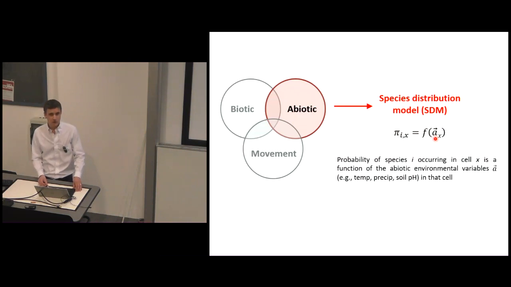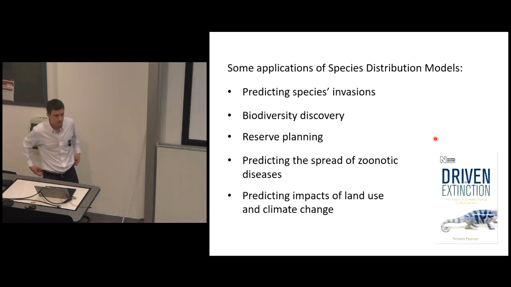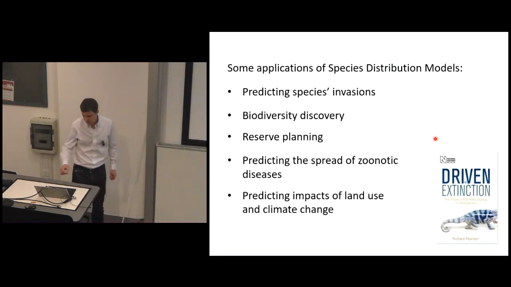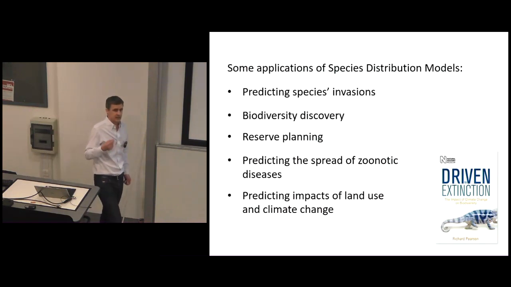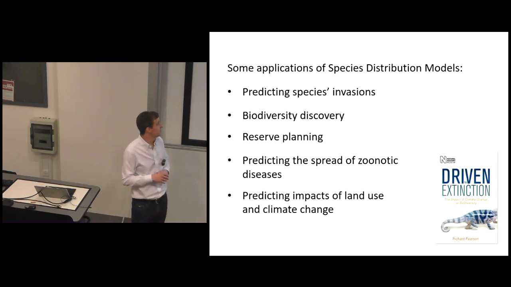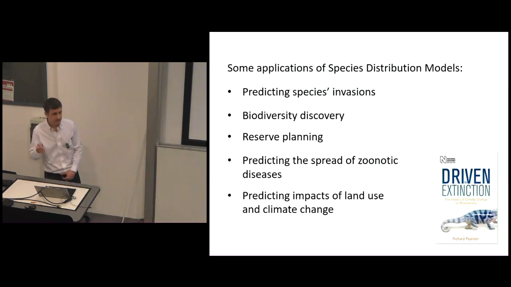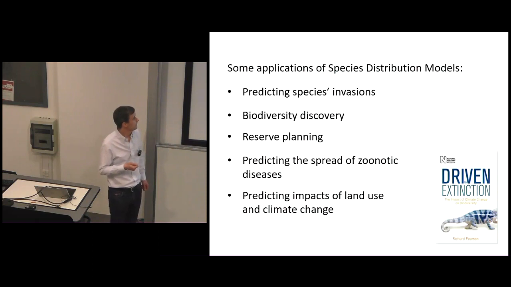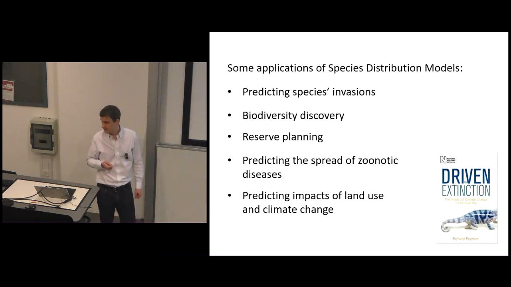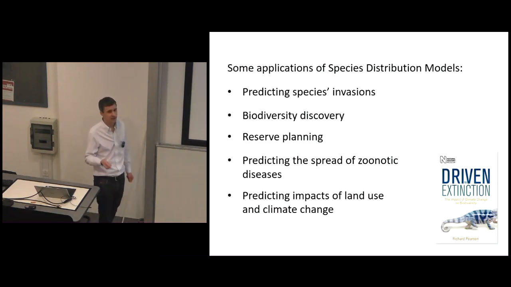That would make for a somewhat dry talk if I focused on that today, just going through that stuff. So I'm going to put that aside and focus on some of the applications. This is really an area of research that a number of us are interested in because it has angles on quite a few different research questions. So things like predicting species invasions, biodiversity discovery, just discovering unknown species, reserve planning, predicting the spread of zoonotic diseases, predicting the impacts of climate change and land use change.